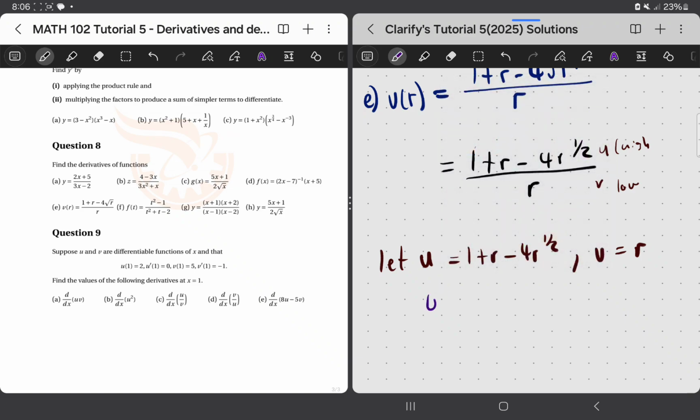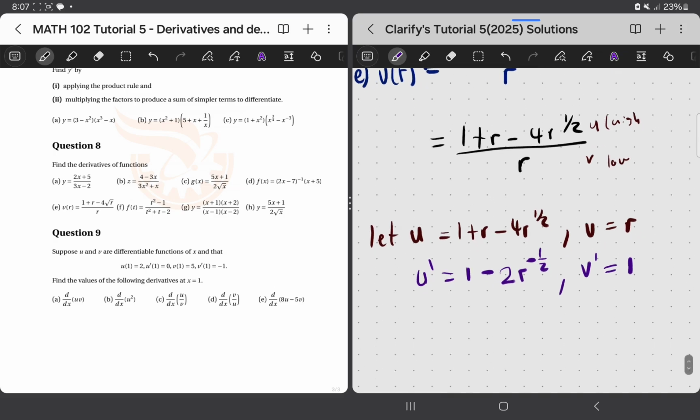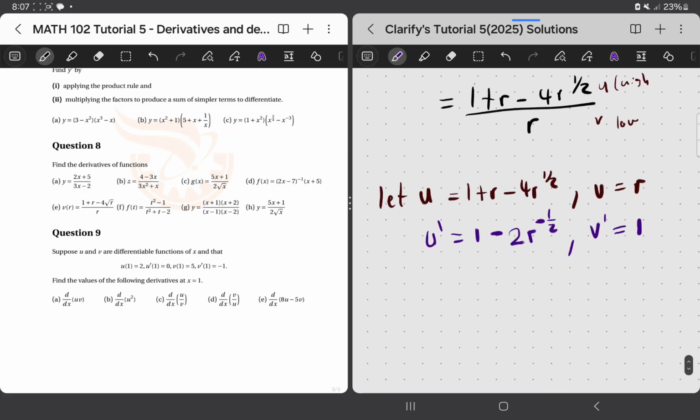Now we say, what is U prime? The derivative of the top, which is U prime, is the derivative of 1 is 0, the derivative of R is 1, minus the derivative of 4R to the power of half. You drop the power, so it's 4 times half. 4 times half is like saying 4 divided by 2, you get a 2. Then R is now to the power of half minus 1. You say open bracket 1 over 2, close bracket minus 1. You should get negative half. Then the derivative of V, V prime, is going to be, the derivative of R is just a 1.